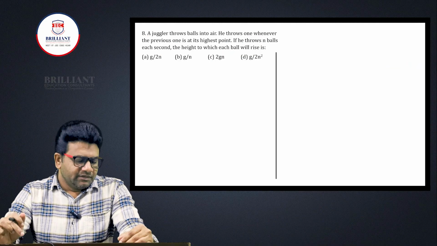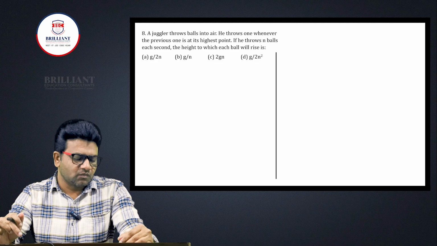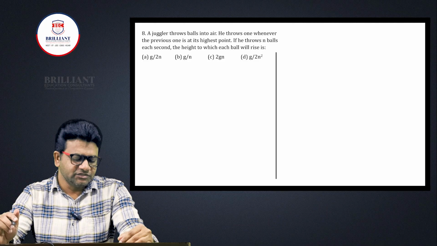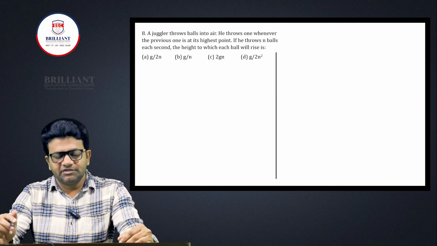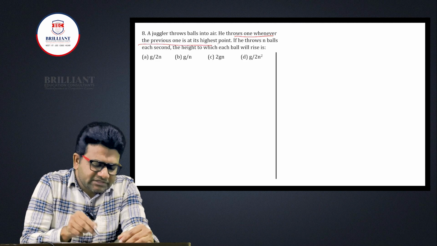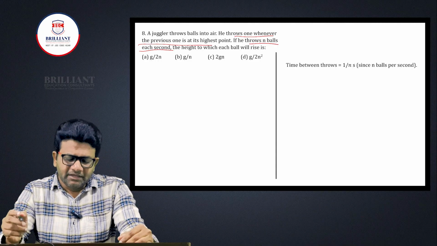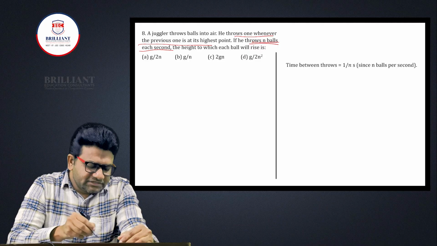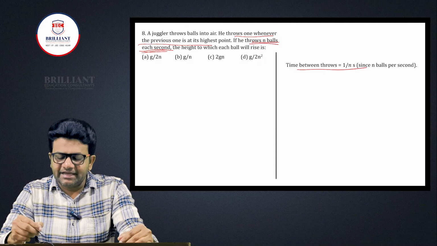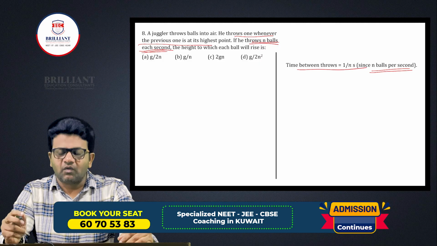Next question. A juggler throws balls into the air. He throws one whenever the previous one is at the highest point. If he throws n balls each second, the height to which each ball will rise is? So in this question, he throws one whenever the previous one is at the highest point, and he throws n balls each second. Throwing n balls each second means the time between throws is 1 by n, because n balls are thrown per second. So the time between throws is 1 by n seconds.